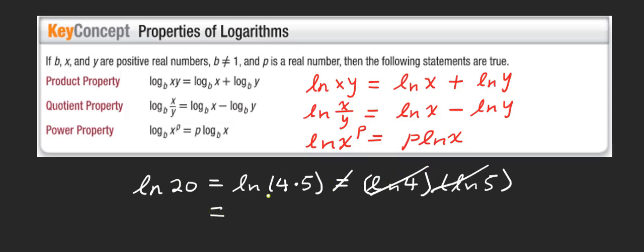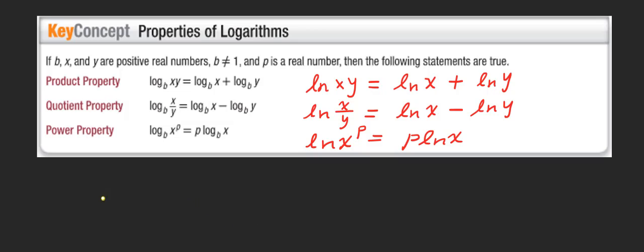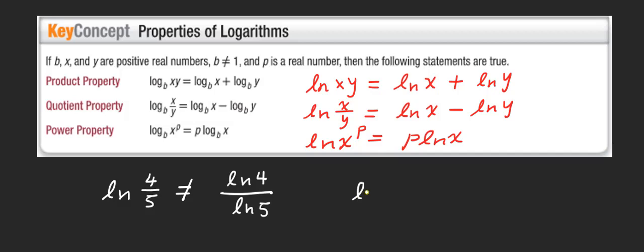Actually, this will be natural log of 4 plus natural log of 5. And you may confirm it with the calculator. Same thing with natural log of, let's say, 4 over 5. This is not natural log of 4 over natural log of 5. That's a common mistake. Actually, natural log of 4 over 5 will be, using the quotient property, natural log of 4 minus natural log of 5. And you may confirm it with your calculator.